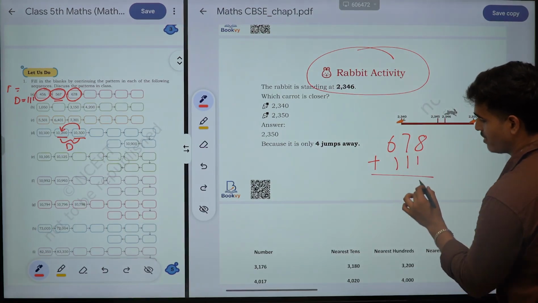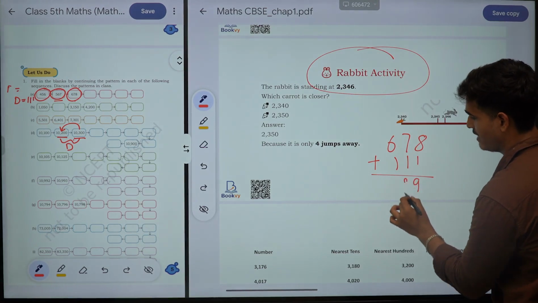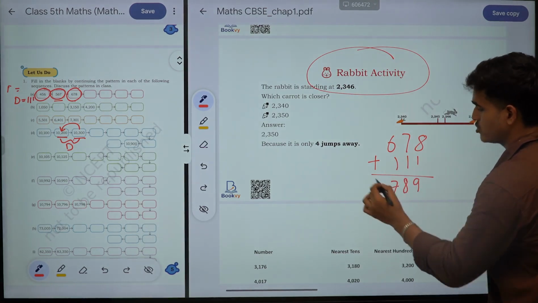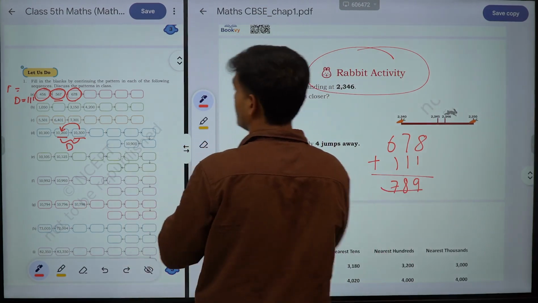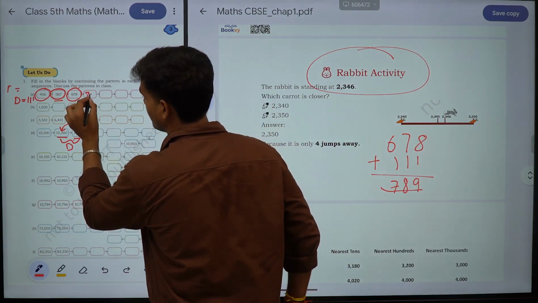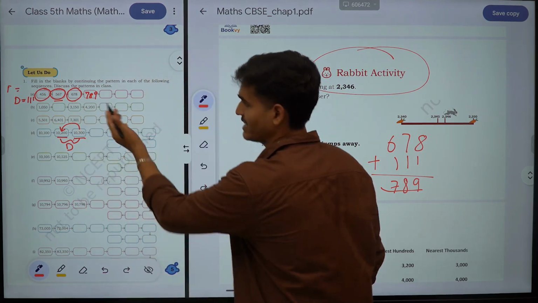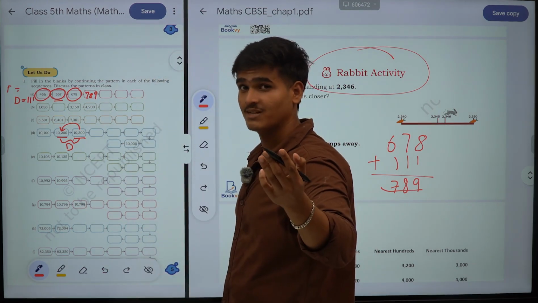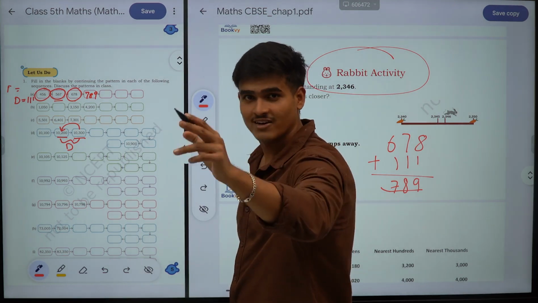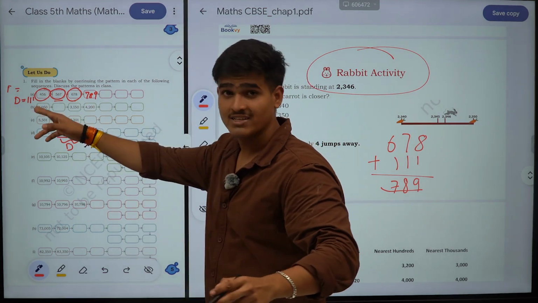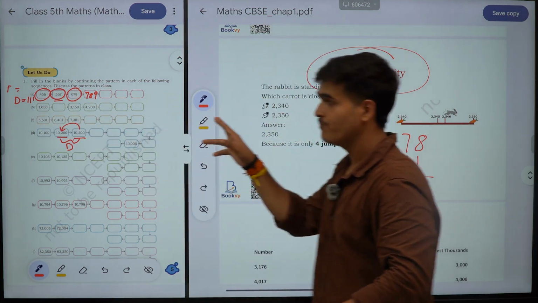So, 8 plus 1 is 9, 7 plus 1 is 8, 6 plus 1 is 7. So, sir, we have got our next number, that is 789. So, here it will become 789. So, next number, do you know what is the next number? We have to add 111 because the difference is 111.